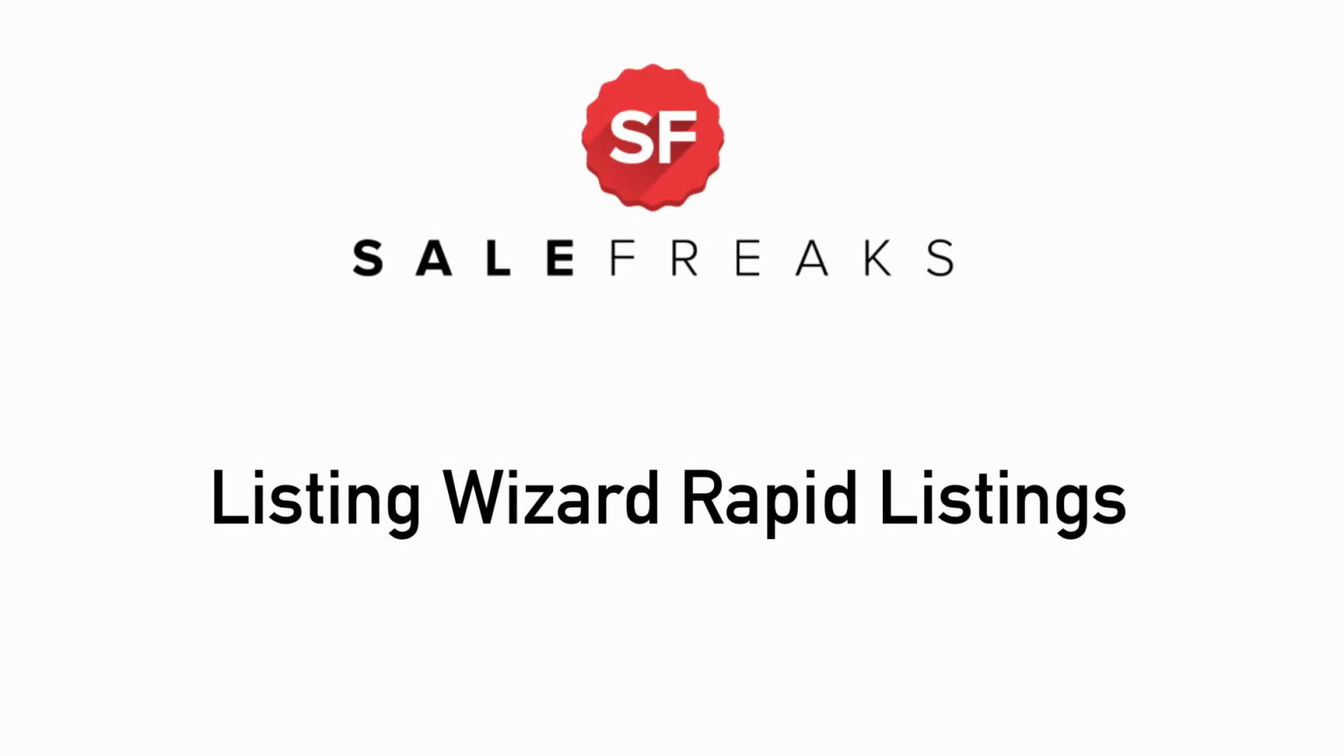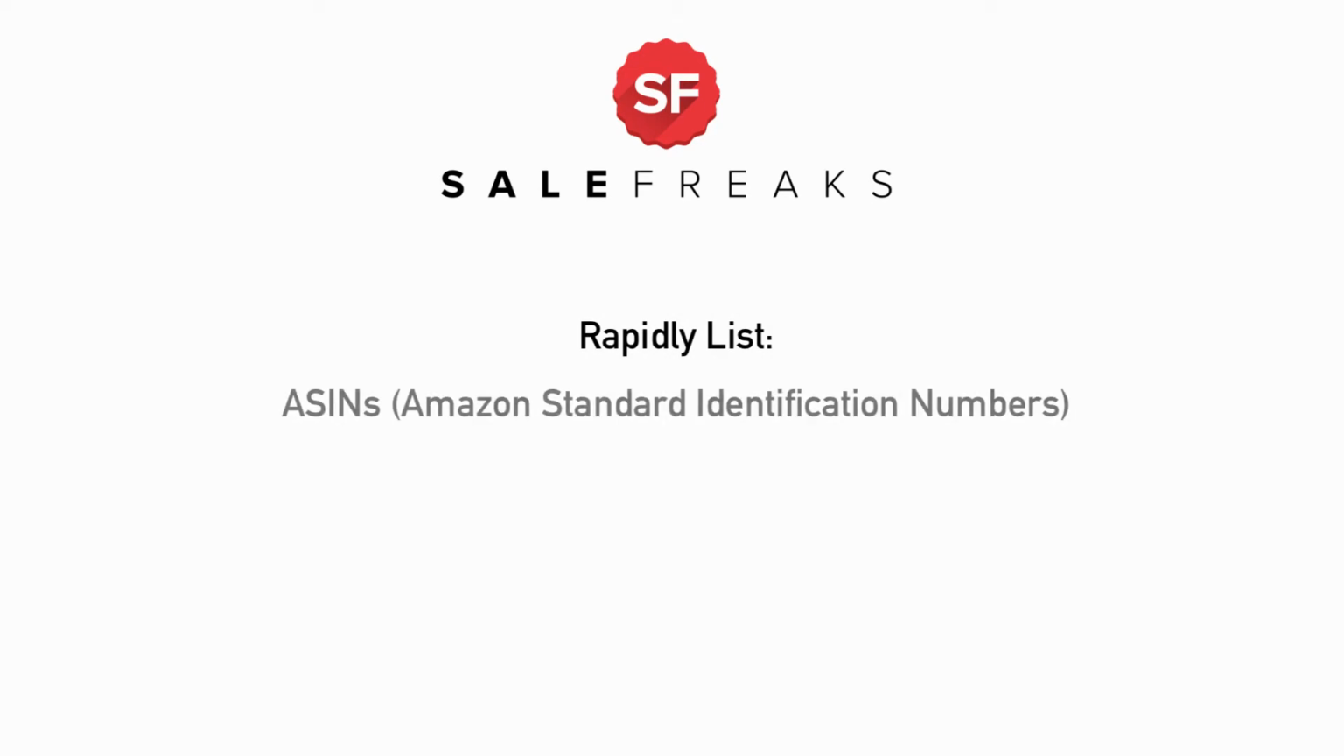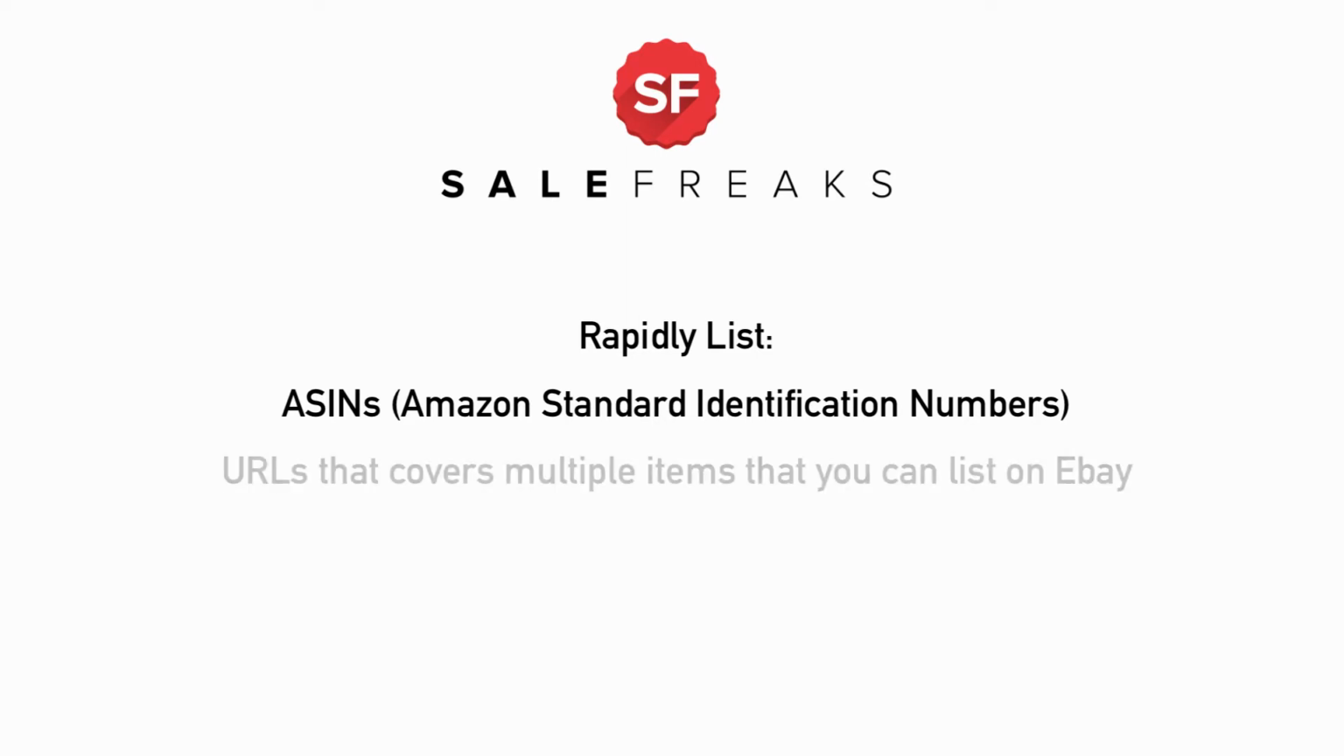Listing Wizard Rapid Listings. Hi guys, now that you've successfully connected your eBay account, you are ready to list items. There are several ways to do this in SaleFreaks. In this video, we will cover the Listing Wizard. With the Listing Wizard, you will be able to rapidly list a number of ASINs, or Amazon Standard Identification Numbers, or to import a URL that covers multiple items that you can list on eBay.